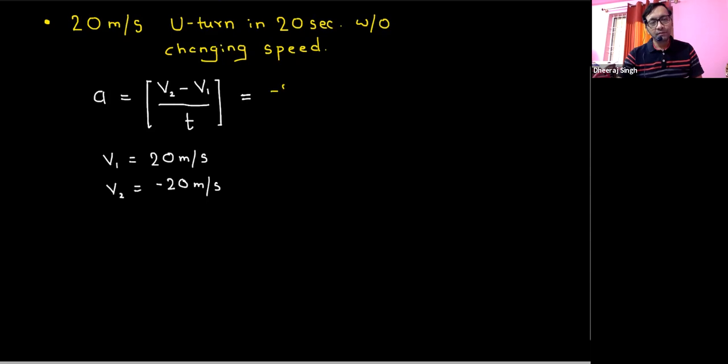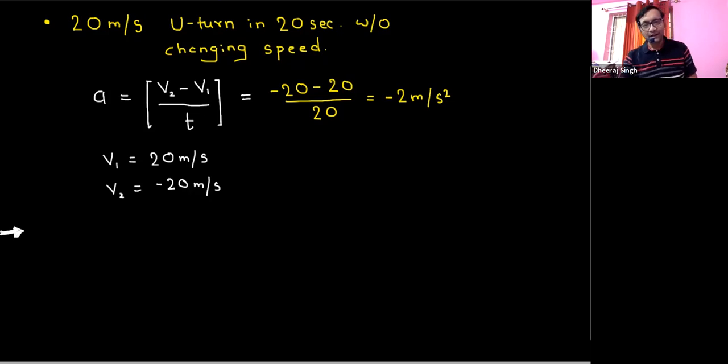So V2 is minus 20, minus V1, again minus 20, divided by T, which is 20. So you are getting minus 2 meter per second square. This is the answer. I hope it is clear to everyone. It is not zero. Acceleration is not change in speed by time, it is change in velocity by time, with direction taken into account.